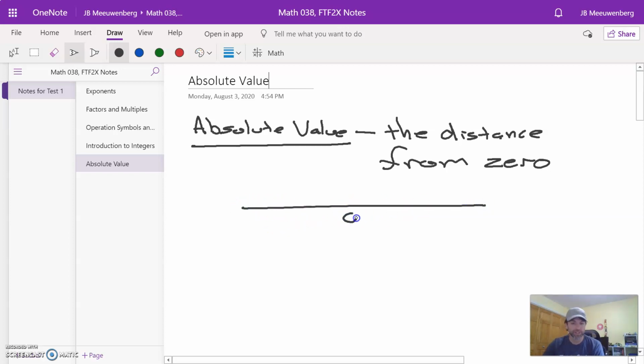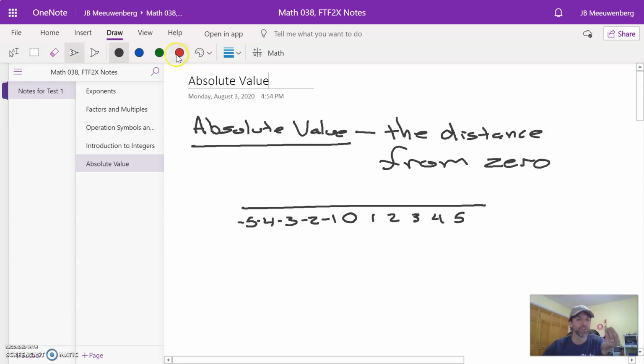So if you envision zero here, and then we have 1, 2, 3, 4, 5, and the other way we have -1, -2, -3, -4, -5. Right? So the negatives mirror the positives, right? The opposites, they're on the opposite side of zero.